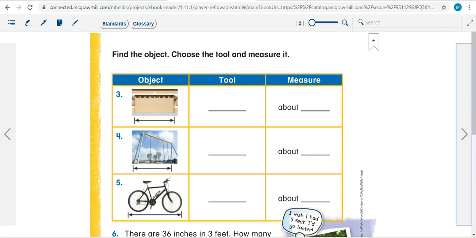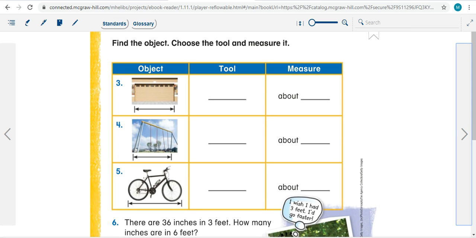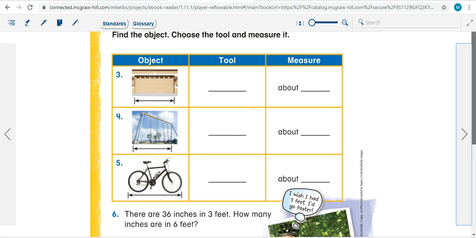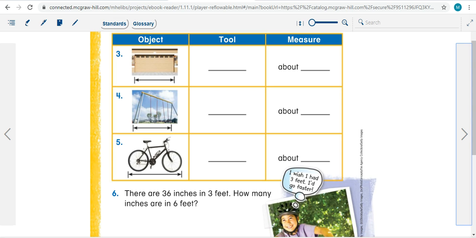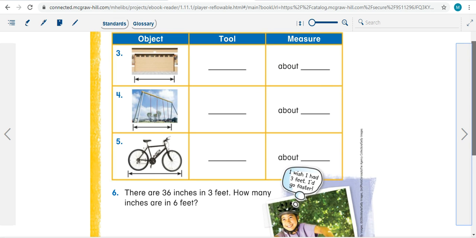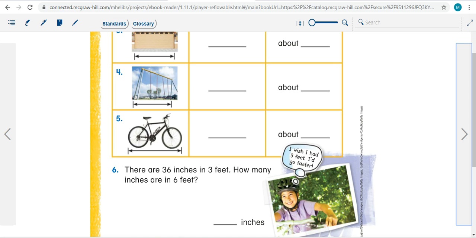Now on number 3, number 4, number 5, you're going to do the same as the last page. You pick a tool and then you measure. You need to estimate. Look at the garage. The garage is very, very big, so it's better to use an inch ruler or a measuring tape. Of course, the answer is a measuring tape. Now on this part, it's better in yards. Okay, how about the swing? The swing is very, very big, so you use a yardstick and then you estimate the measurement. How about your bike? Your bike is not too big, so you use a yardstick and then you estimate the measurement.